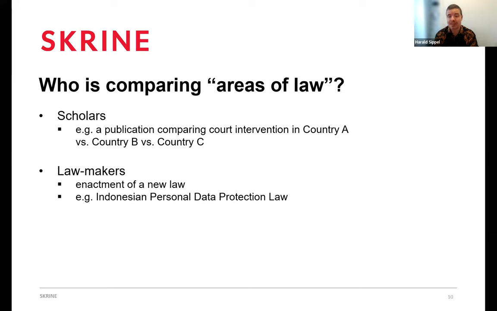It doesn't matter. But what's important here is that typically in the process of making laws, the people involved will compare the laws of several countries, so they have some guidance, if you want to say so.